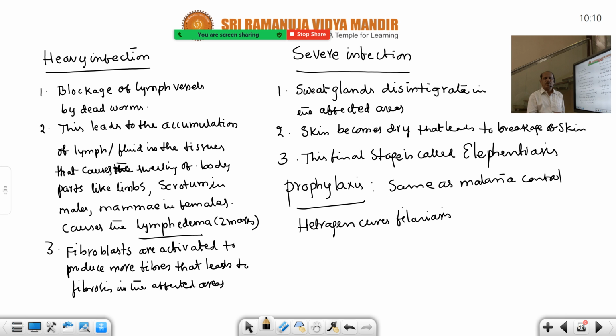If it is in the preliminary stage, these tablets can be used. Hetrazan tablets cure filariasis. Daily 3 tablets, 3 pills, for up to 3 weeks, which means 21 days. You must use this. That is Hetrazan. Already I told you about Yellapragada Subbarao, a famous biochemist.